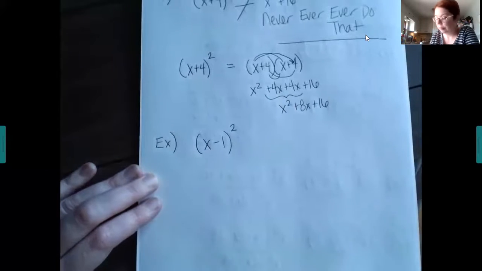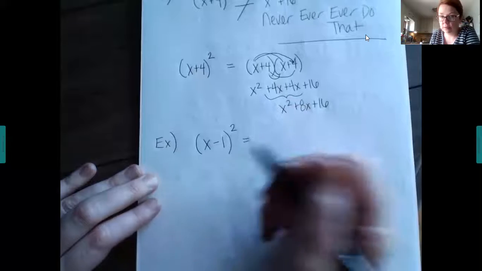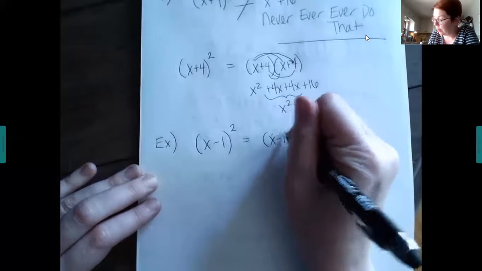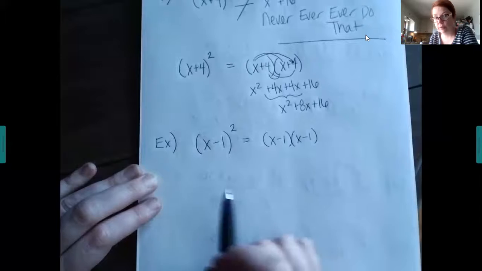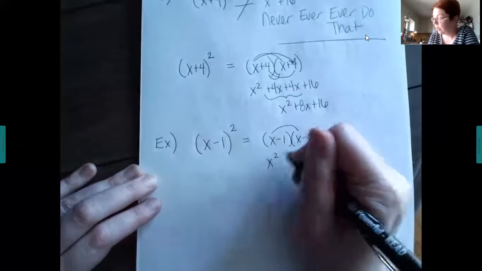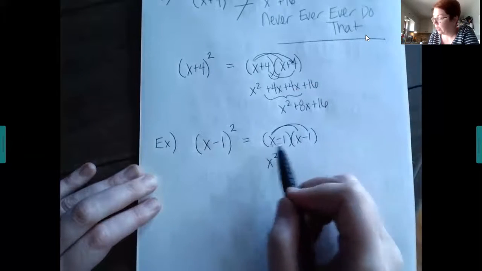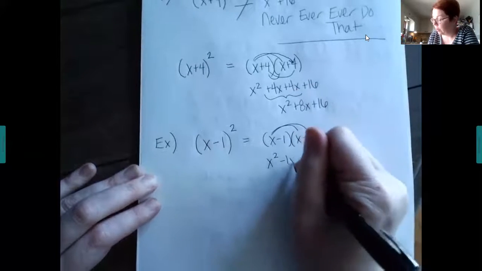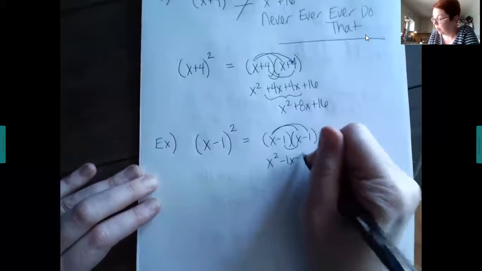Okay. So again, this means we're going to take this group and multiply it by itself, okay? Exactly how it is. We don't change any signs. So again, we have x times x gets us x squared. X times minus 1 is a minus 1x. Minus 1 times x is another minus 1x.